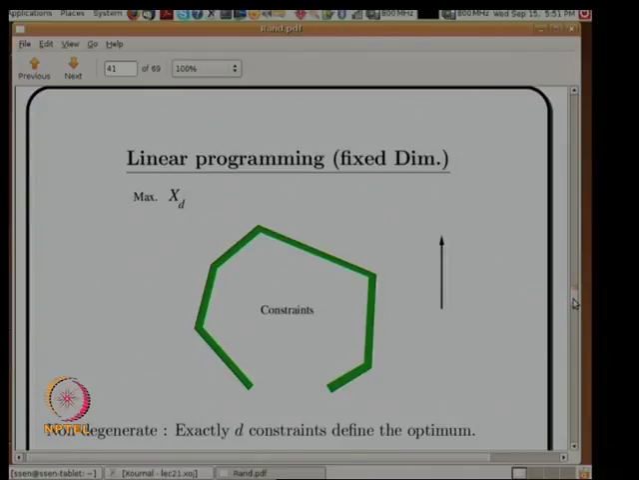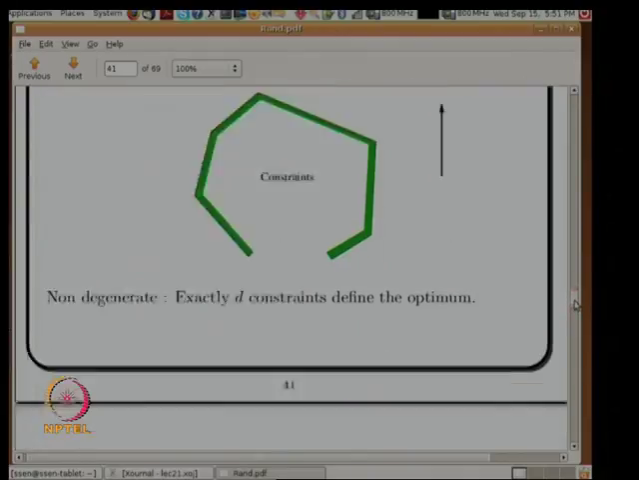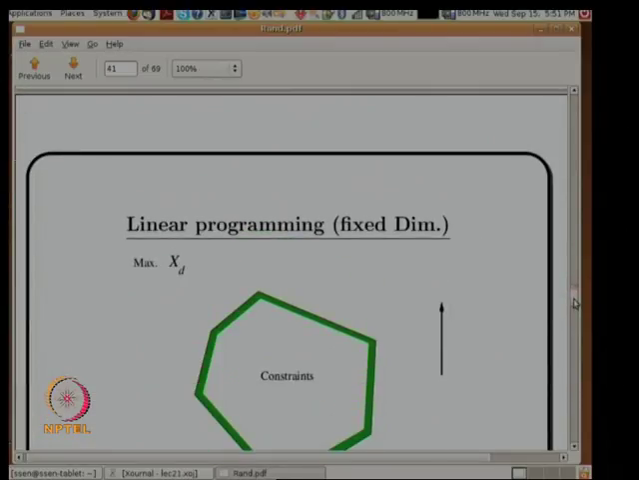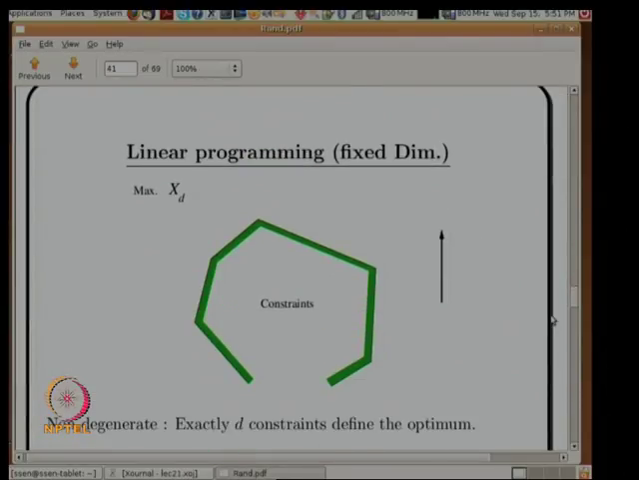Right. So, this is a very simple geometric view of this problem, that we are trying to maximize x_d. The coordinates are x_1, x_2 up to x_d. Let us also assume that exactly d constraints define the optimum. In this case, two constraints define the optimum, and this will follow if we assume that no three lines intersect at the same point. No three lines are concurrent.